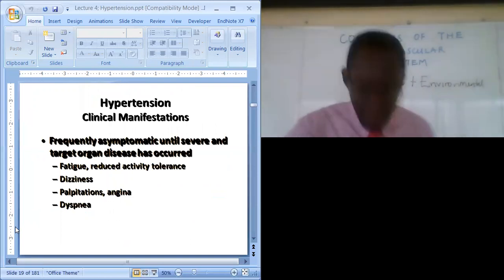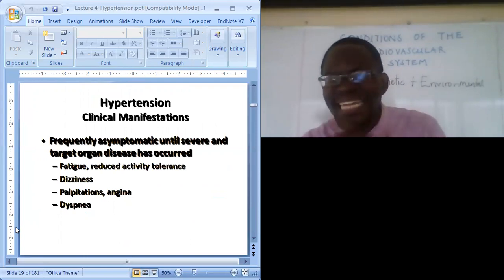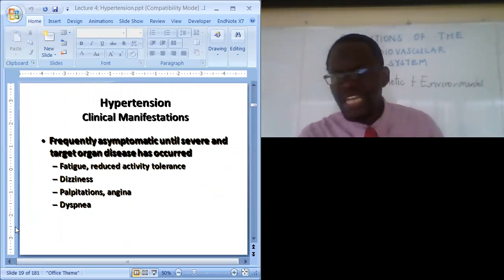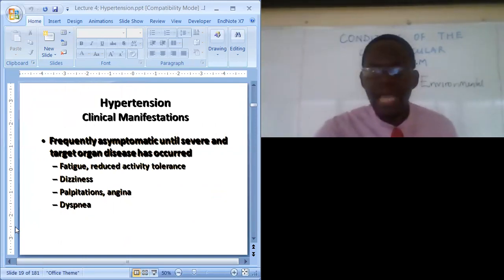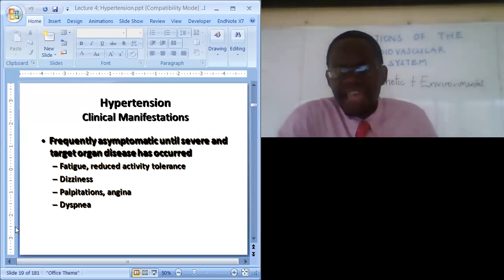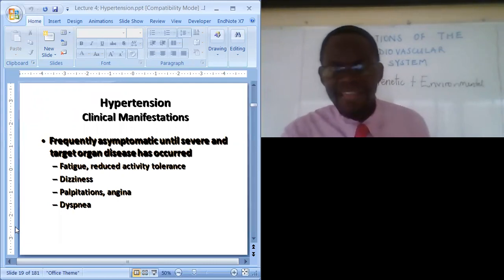Usually, hypertension is referred to as a silent killer because in the initial stages, the patient is actually asymptomatic. Some patients are not diagnosed, they are undiagnosed, because they don't have the signs and symptoms, and for that case, they are therefore referred to as being asymptomatic.